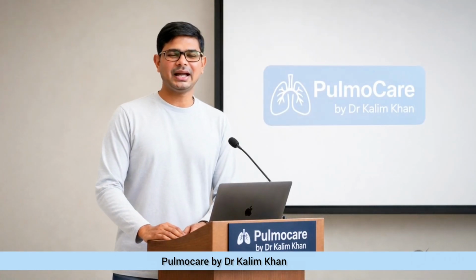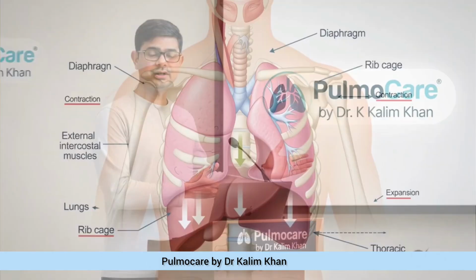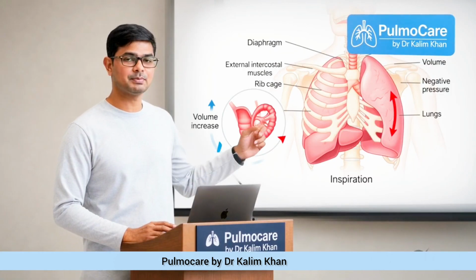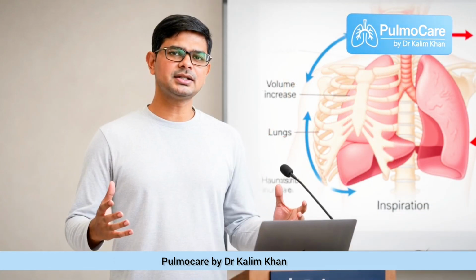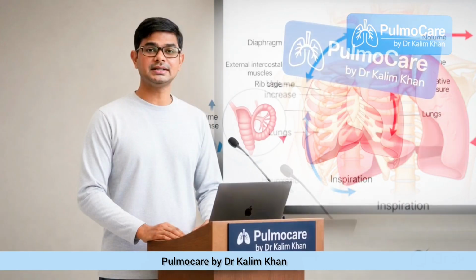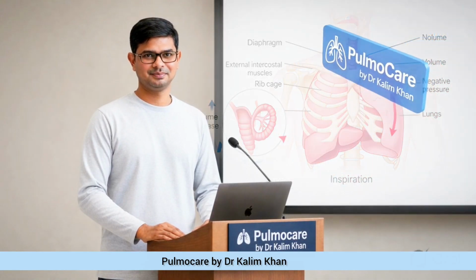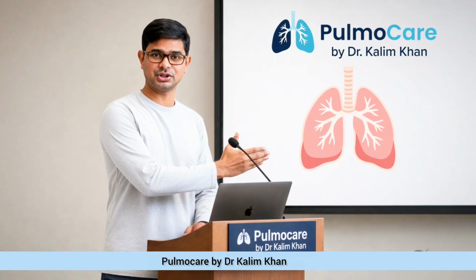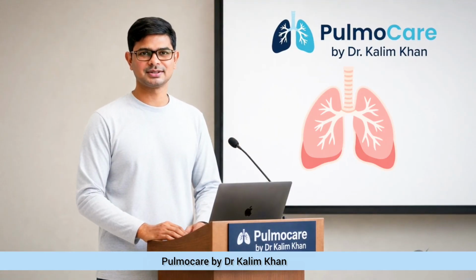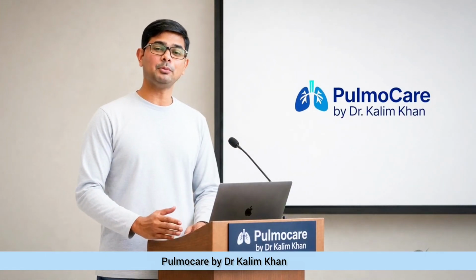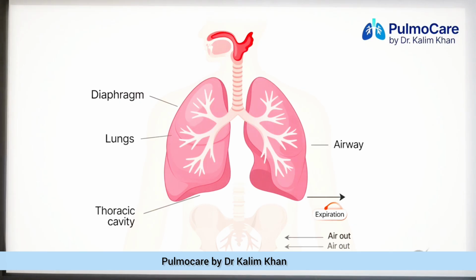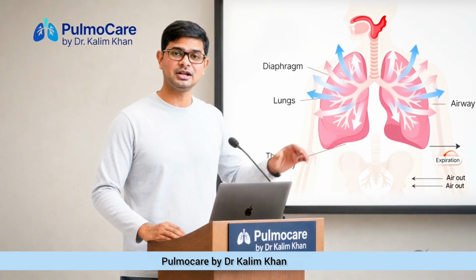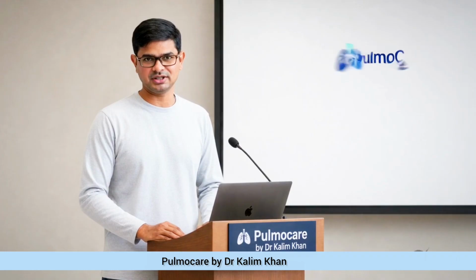Now let's discuss the mechanics of breathing. During normal inspiration, the diaphragm contracts and moves downward while the external intercostal muscles expand the chest wall. This increases the volume of the thoracic cavity and creates negative pressure inside the lungs. Because air always moves from an area of higher pressure to an area of lower pressure, air naturally flows into the lungs. During expiration, the diaphragm relaxes and the lungs recoil due to their natural elastic properties. This decreases the thoracic volume, causing air to flow out of the lungs. Normal expiration is therefore a passive process.